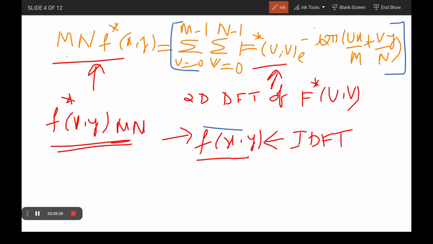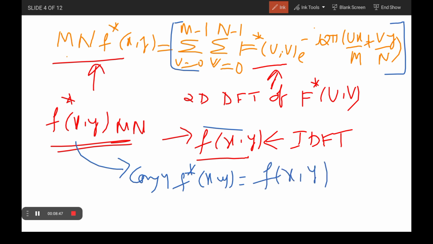Generally, the conjugate of f conjugate of x comma y is equal to f of x comma y. Why? Because f of x comma y is a real value, which means its complex conjugate is the same value. So if you know the f of x comma y, simply multiply that with MN. If you take the complex conjugate and multiply it with the constant value MN, you can get the f of x comma y directly. So from this equation we can conclude that the conversion process is very simple.